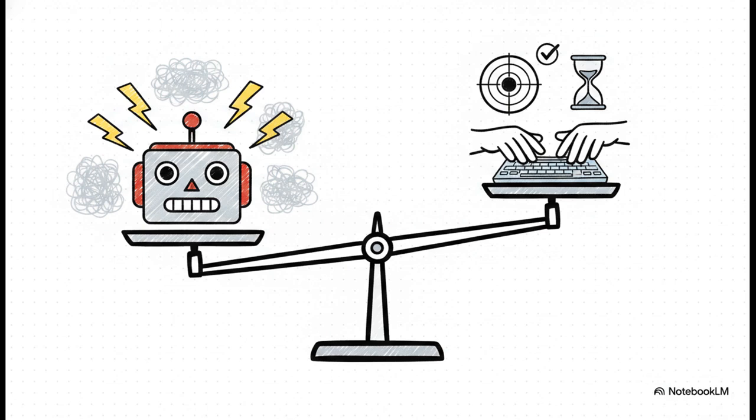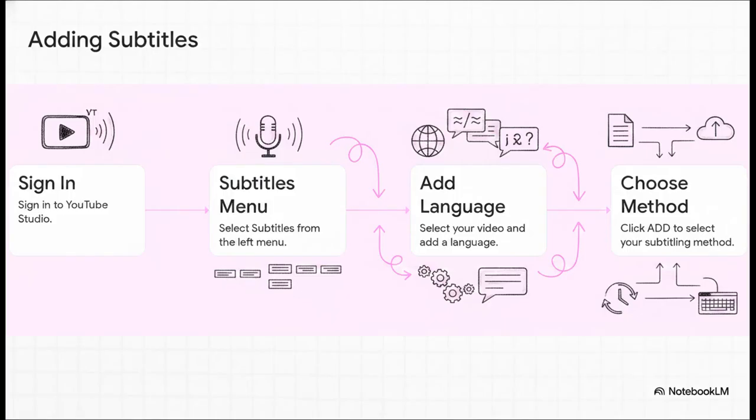On the flip side, we have manual subtitles. Yes, they take time. You literally have to sit down and type. But they guarantee that 100% accuracy, which is truly vital for actual accessibility. Auto captions are a great starting point, for sure, but manual entry or editing is what ensures total precision. The good news is, getting this set up is incredibly straightforward.